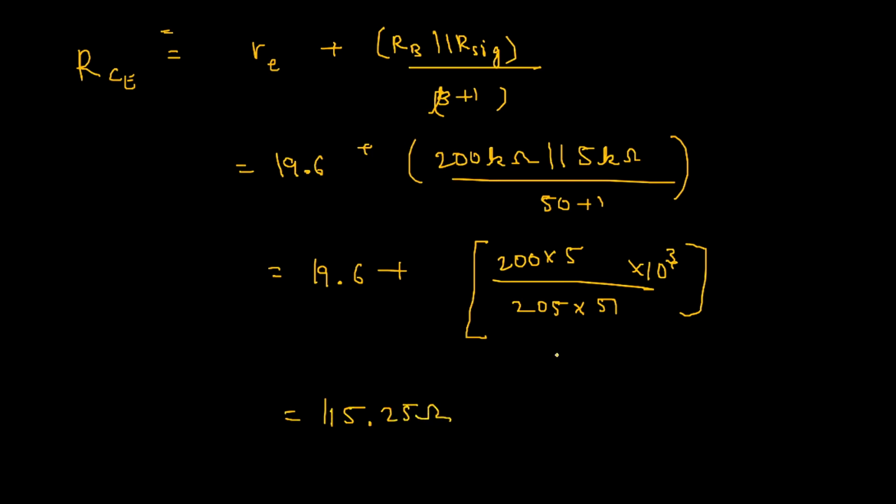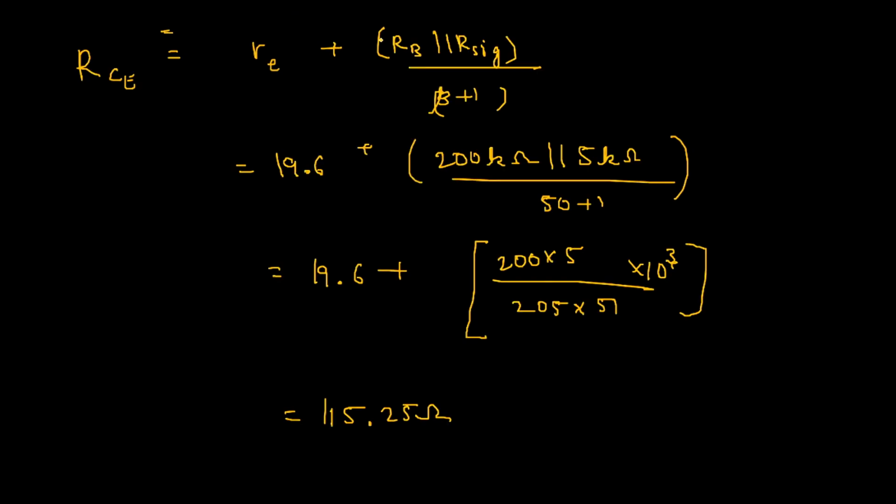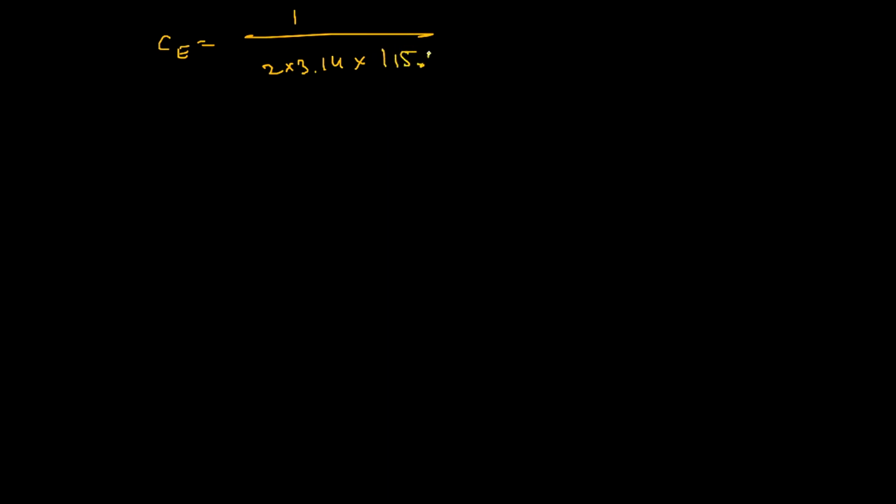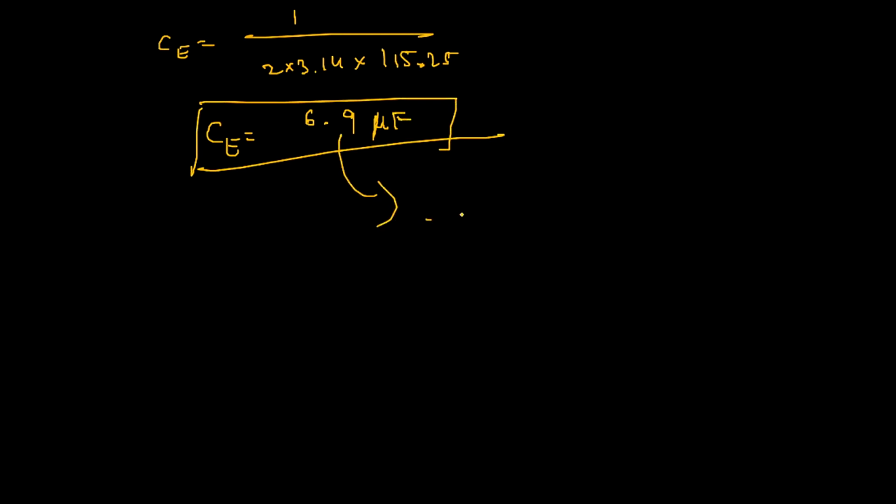So that is around 115.25 ohms. So now that I have the resistance, the capacitance is just a step away, which is 1 divided by 2 into 3.14 into 115.25. So I find out that my CE is around 6.9 microfarad. So yes, 6.9. That ends it on a good note.